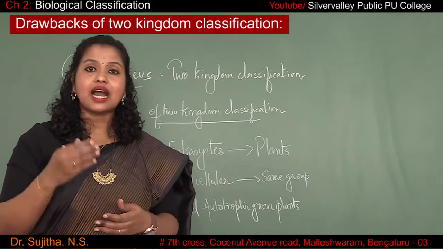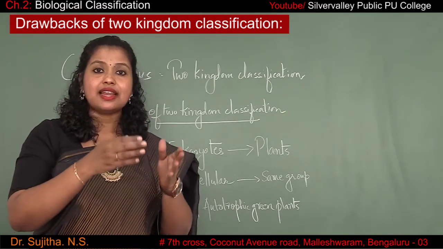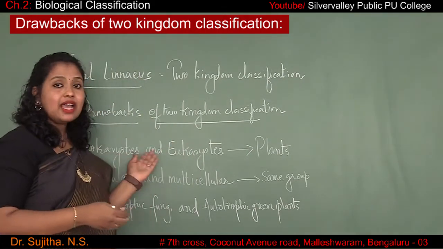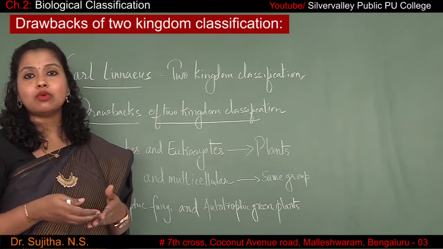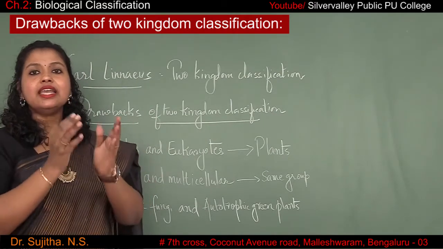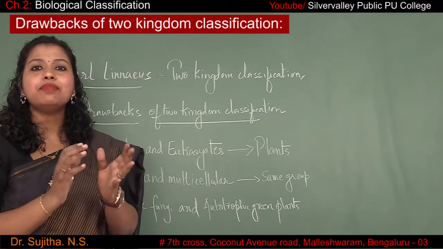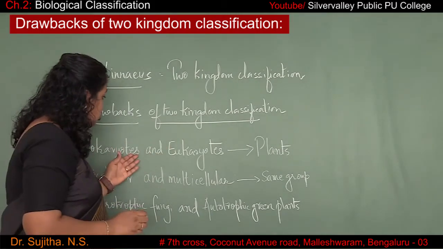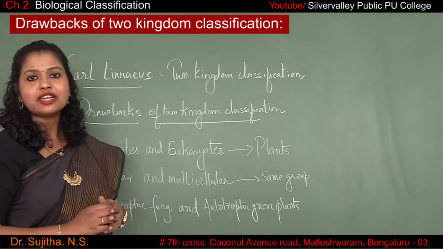But Carl Linnaeus included bacteria like cyanobacteria from the prokaryotes, and he included all the angiosperms, gymnosperms, ferns and mosses. All these things he included in only one kingdom, that is the kingdom Plantae. Therefore, this is also the reason why his two kingdom classification was rejected.